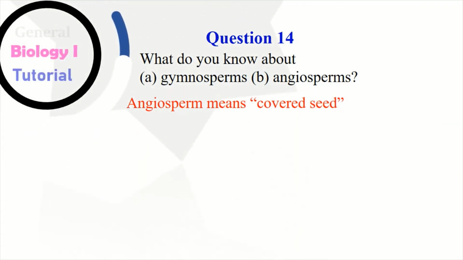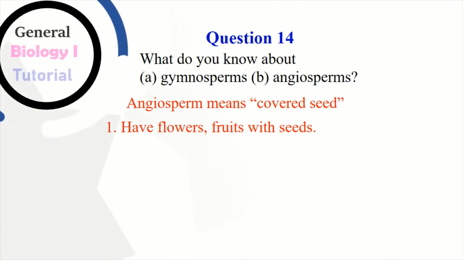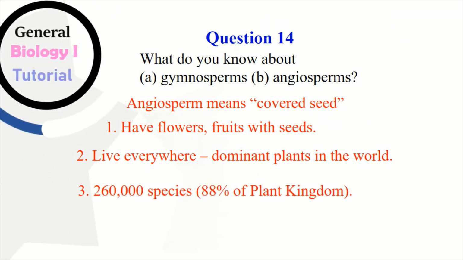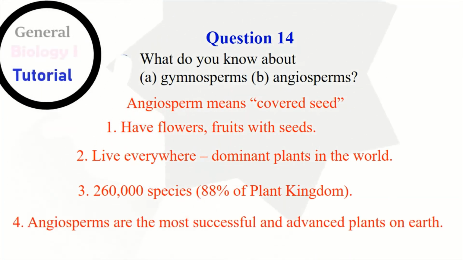1. Have flowers, fruits with seeds. 2. Live everywhere, dominant plants in the world. 3. 260,000 species, 88% of the plant kingdom. 4. Angiosperms are the most successful and advanced plants on Earth.